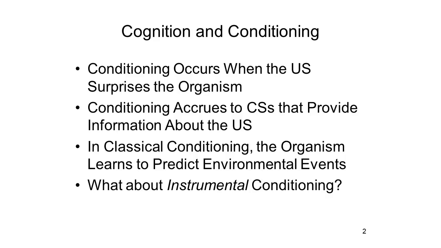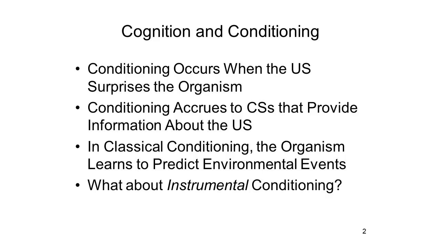Conditioning occurs only when the unconditioned stimulus surprises the organism, when it's not something the organism expects to occur. And conditioning occurs only when there's some other event in the environment, the conditioned stimulus, that provides information about the unconditioned stimulus, that signals whether and when the unconditioned stimulus is going to occur. What this means is that in classical conditioning, the organism is learning to predict environmental events. The organism develops expectations about what's going to happen when certain events occur in the environment.